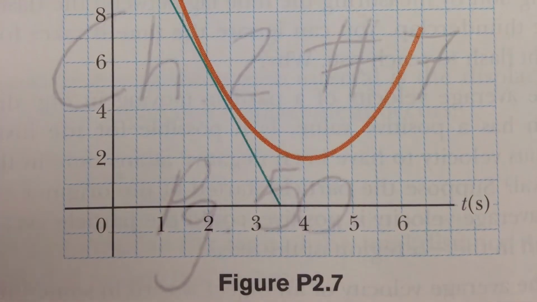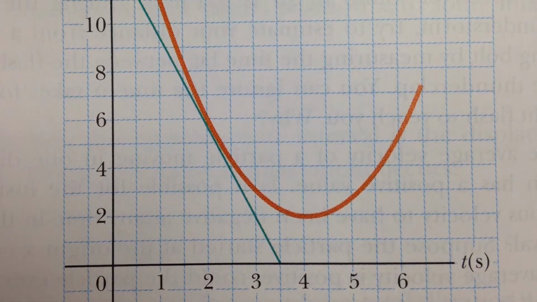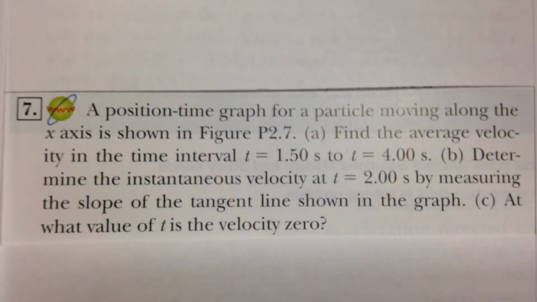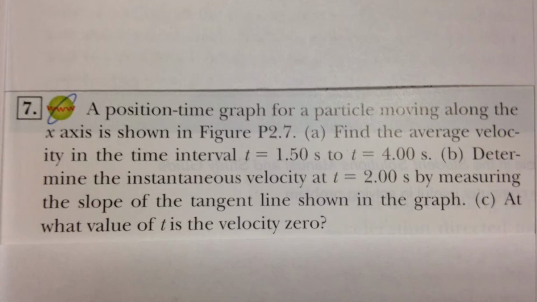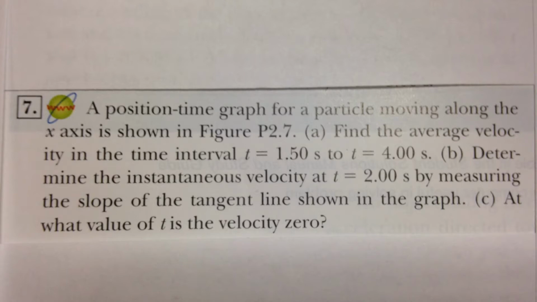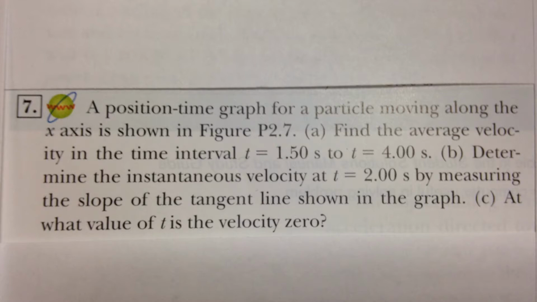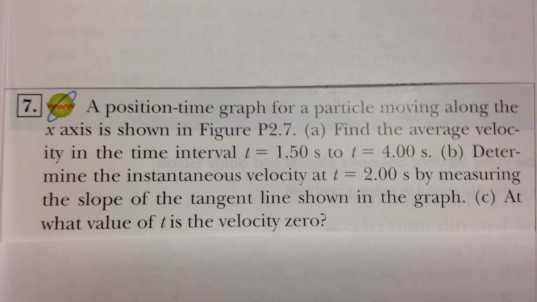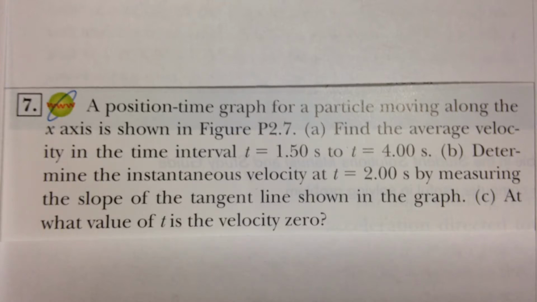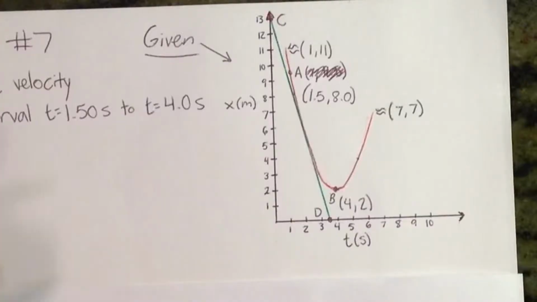Okay, this is chapter 2, number 7, and the question states a position-time graph for a particle moving along the x-axis is shown in figure 2.7. Part A says find the average velocity in the time interval t equals 1.5 seconds to t equals 4.0 seconds. Part B asks to determine the instantaneous velocity at t equals 2 seconds by measuring the slope of the tangent line shown in the graph, which is right here, that green line.